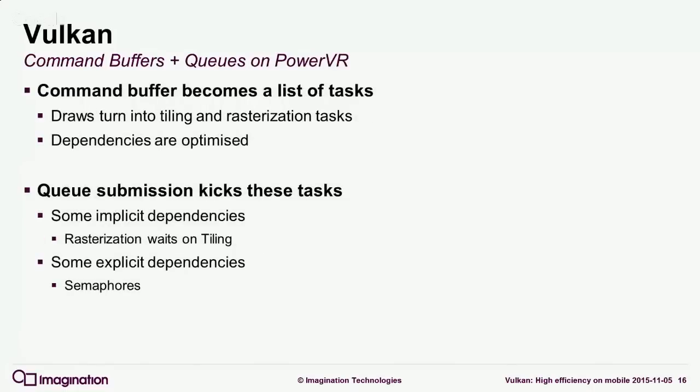So on PowerVR, for example, a command buffer effectively becomes a list of tasks. I suspect this is the same on many other implementations. For us in particular, it turns into tiling and rasterization tasks if it's draw calls, or it might turn into compute tasks, compute calls, etc. And all the dependencies that are expressed inside the command buffer will have been baked into some form within that list of submission. When you actually take that command buffer to a queue and submit it, those tasks are kicked off. There will be some dependencies listed for those things.